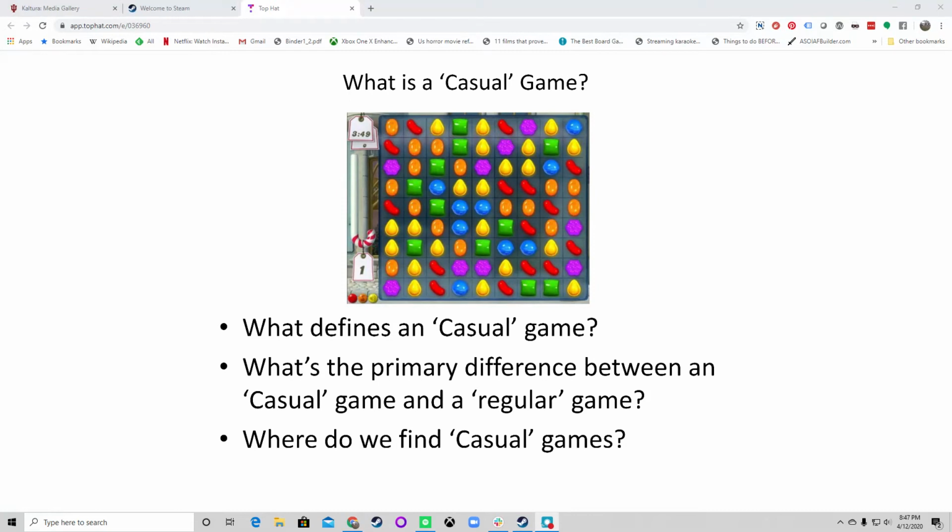So we'll take a quick look at an overview of what casual gaming is, and this is the era when it sort of exploded. Remember, we're talking about the time frame of 2005 to 2012. So what makes a game casual? What's the difference between a casual game and a regular or traditional game? And where do we find these casual games?